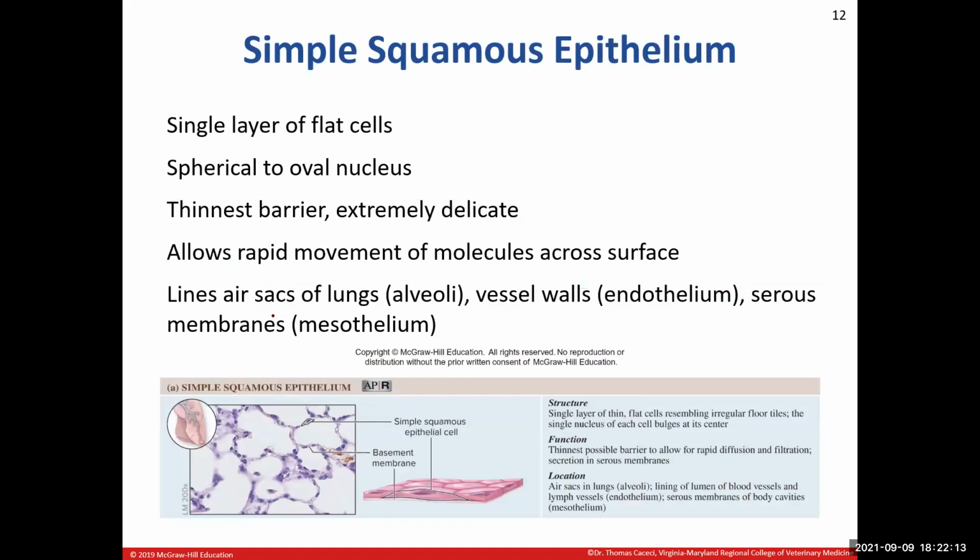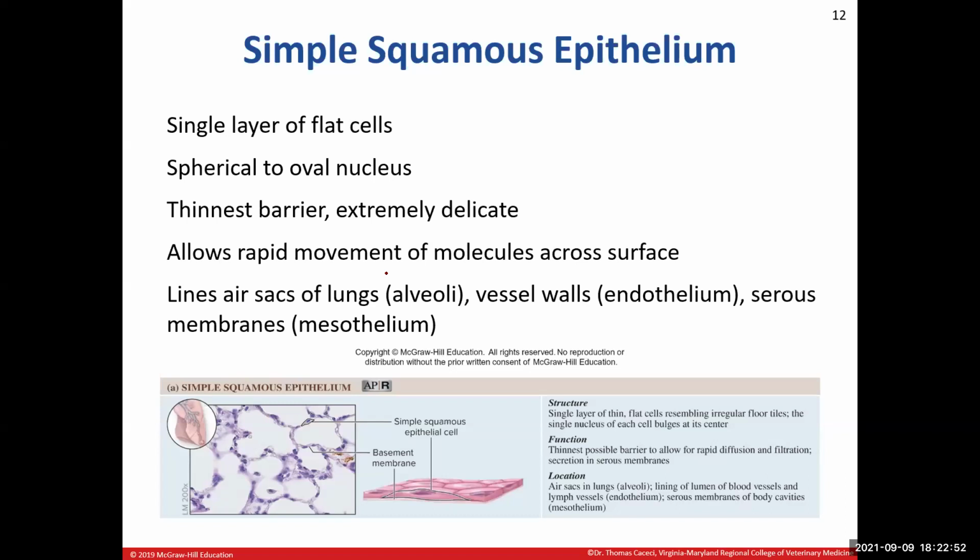Okay, so simple squamous epithelium. I'm going to assume that you all know that when I say simple, you know how many cell layers are present, and when I say squamous, you know what the shape of the cell is, because we just talked about that a moment ago. So I'm going to spend a little more time on where you're going to find this type of epithelium and the functions. Simple squamous truly is flattened cells, one single cell layer thick. So it is pretty much the thinnest barrier possible that you could find in the body for the most part.